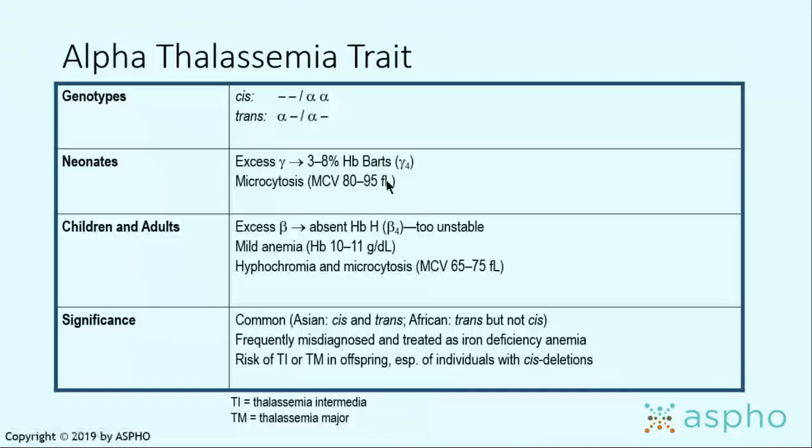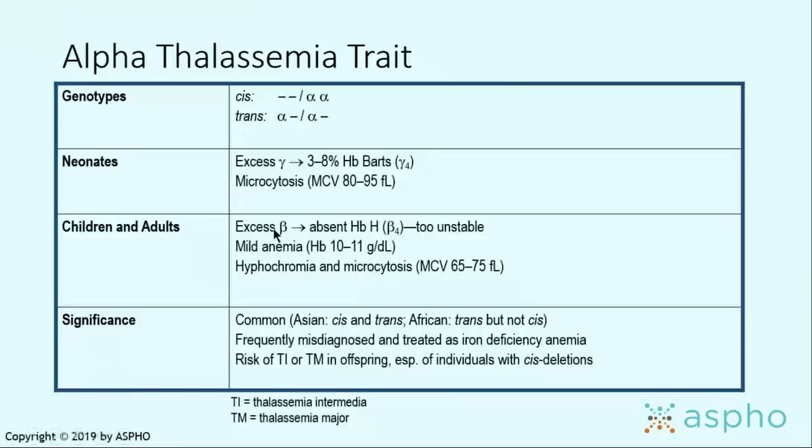It was discovered at St. Bartholomew's in London. That's why it's called hemoglobin Barts. These patients are microcytic. This again is neonates, so 80 to 95 is microcytic in a neonate. As they get older, their MCVs fall further, usually 65 to 75. These patients tend not to be as microcytic as the beta thalassemia patients. They will have mild anemia.